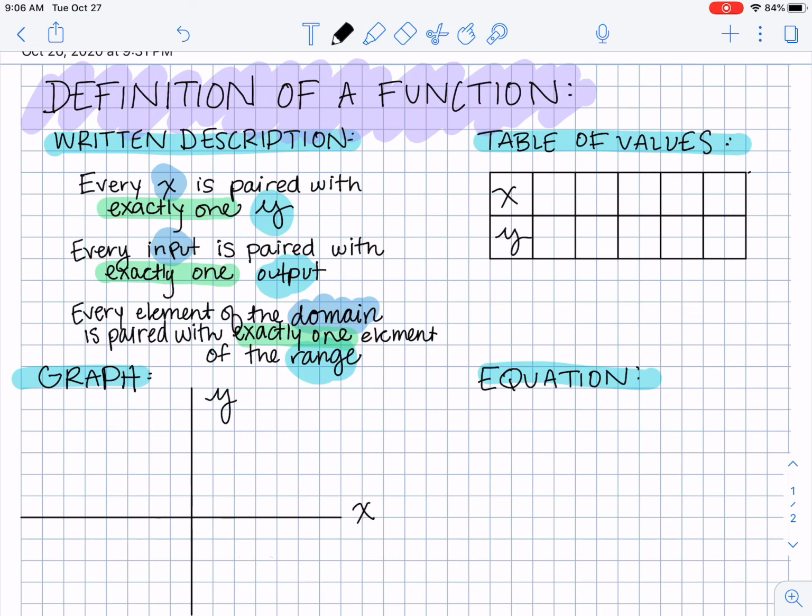If we think about this in terms of a table of values, an x, let's say 1, is paired with exactly one y, say 1. An x, 2, is paired with exactly one y, 4. What that means is I can't say that 2 is also 3, because then we would have 2 paired with 2 different y values. So we are not going to do that. So let's get rid of that. Let's say we have 3 and 9 and 0 and 0.